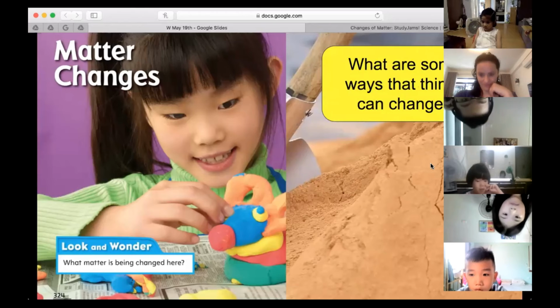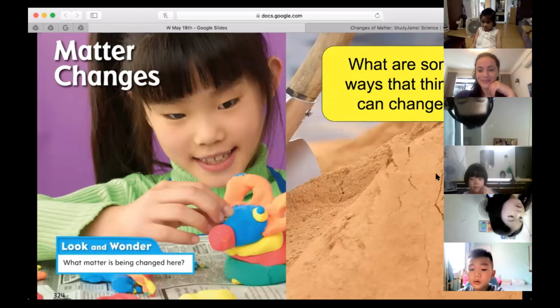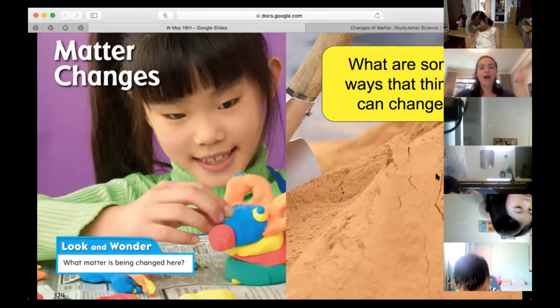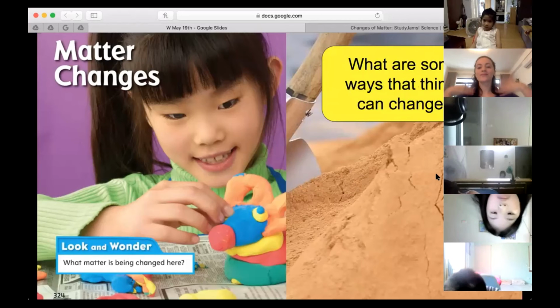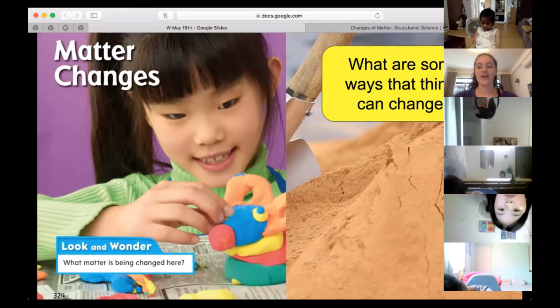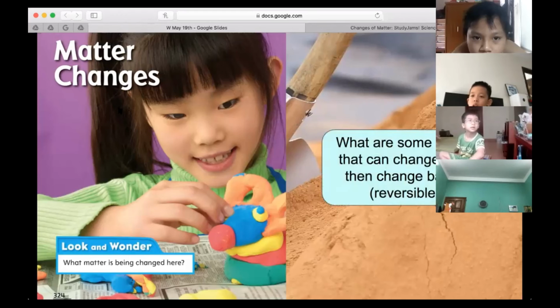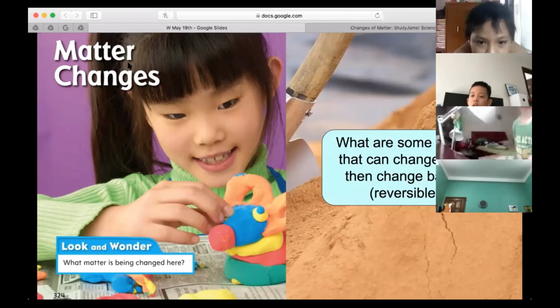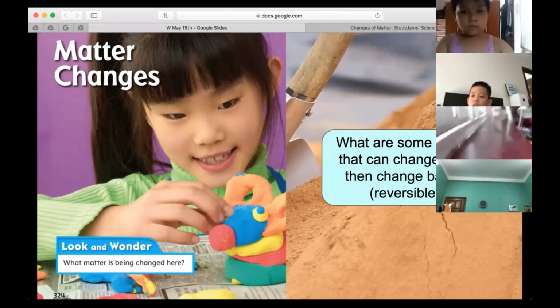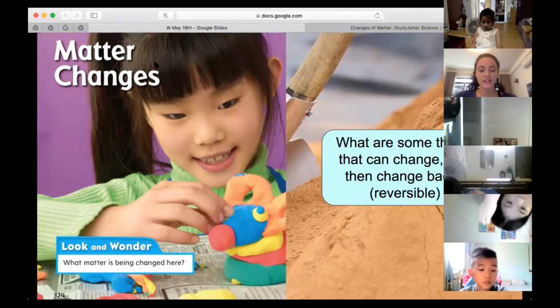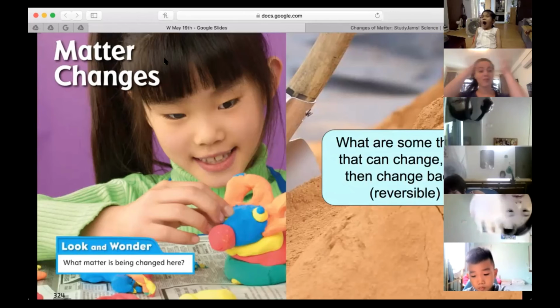We break it up. Mm-hmm. We bend it. Mm-hmm. What about heat? We heat it. Very good. Nice job, Rosie. What are some things that can change and then be changed back? So they're reversible. What's something you could change and then change back?